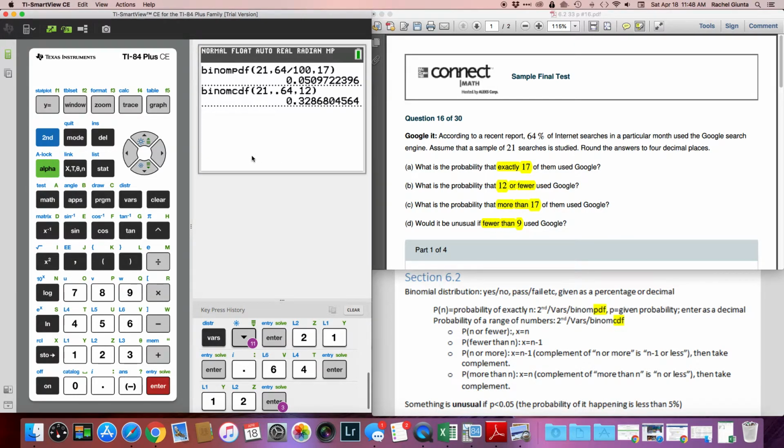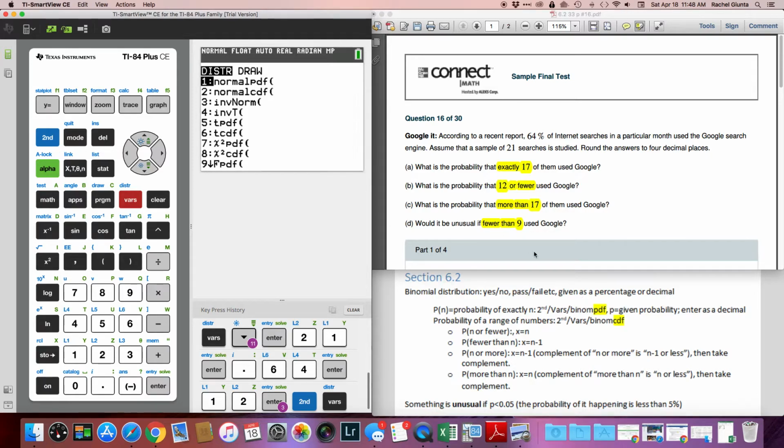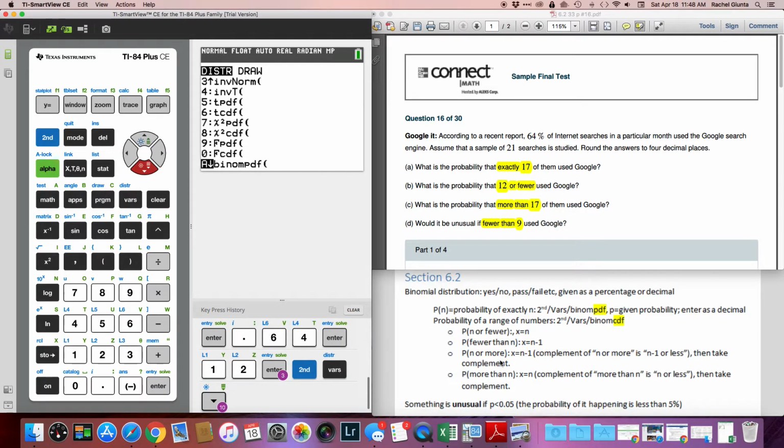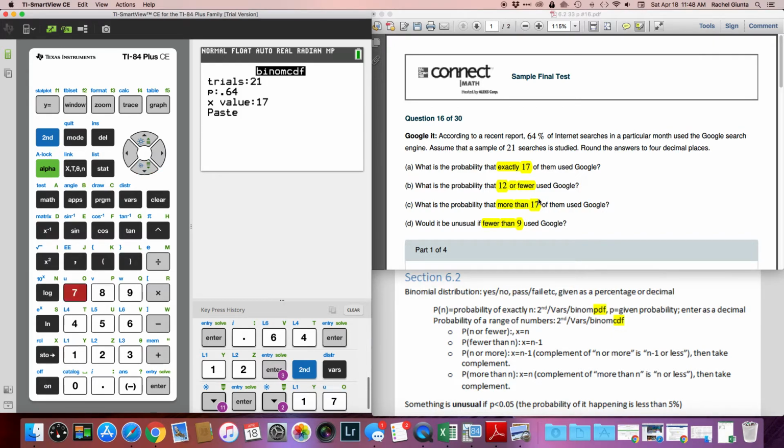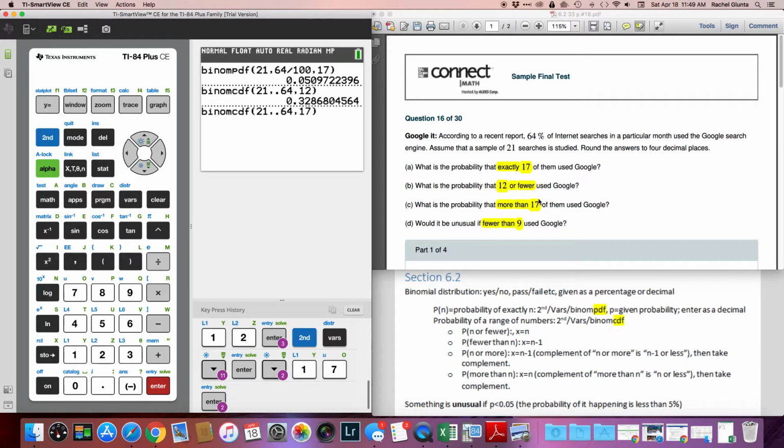So more than 17 will be second vars, and all of these again are CDF. So down to CDF. Trials are still going to be 21. P is still going to be 0.64. The X value, first thing we need to do is, okay, more than 17 means the X value is the same as the number they give you. So change that to 17 and paste and get a number. But because this was a more than, there's a final step we have to do, which is 1 minus the number we just got for the previous step, and that's our actual answer that we entered.